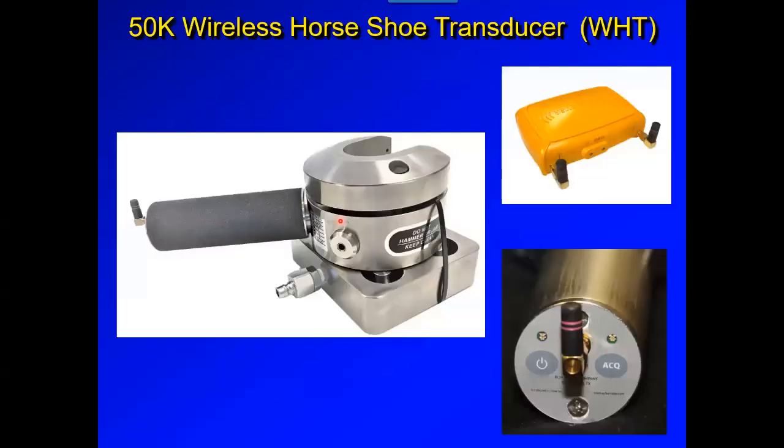Now, just like the 30K, the 50K can be converted to wireless. It comes in wireless and wired, and it's a pretty robust, good, very accurate tool because you have the ability, which we'll do in real time later, to zero the offset on the Horseshoe transducer prior to acquiring the data.